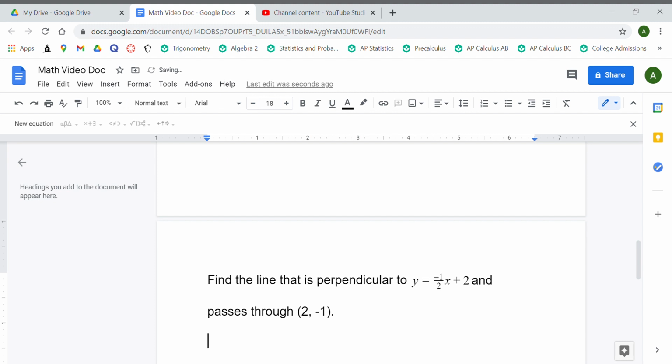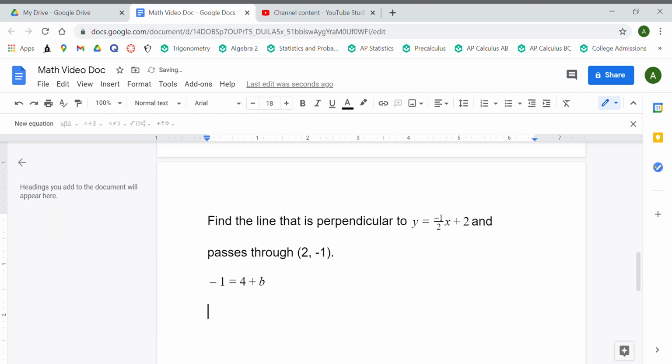Remember the rule again: opposite reciprocal. The opposite of negative 1/2 is positive 1/2. The reciprocal of 1/2 is 2. Now we plug in our values: negative 1 equals 2 times 2, which is 4, plus b. Subtract 4 on both sides, you get negative 5 equals b. Here's your final result: y equals 2x minus 5. Looks good, doesn't it?